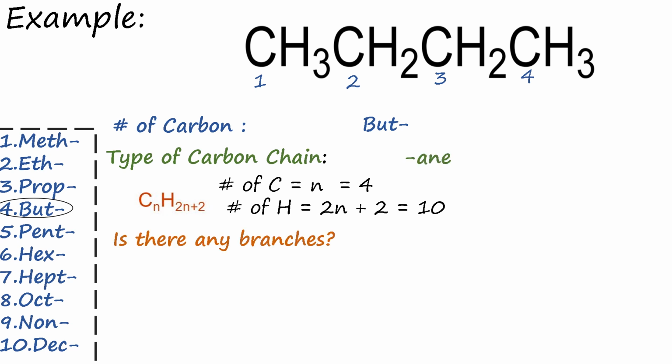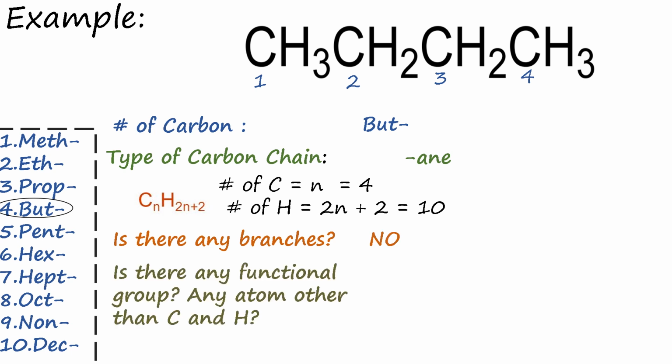Now, are there any branches? If we draw it out, we're not going to find any branches, and since the number of hydrogens and carbons matches exactly, there are no branches in this compound. So the answer is no. And is there any functional group, any atom other than C and H? The answer is no. It's only C and H in here. That gives the final name of butane.